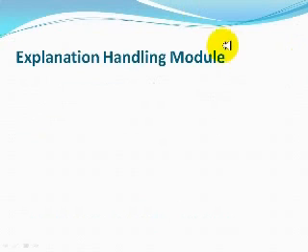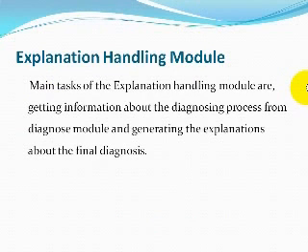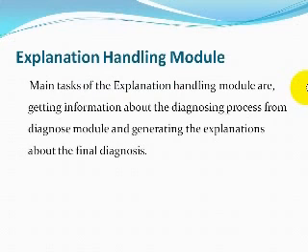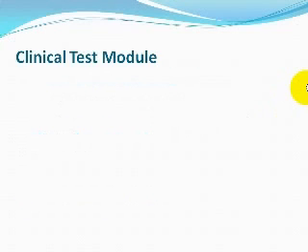The next important thing is the explanation handling module. The main task of the explanation handling module is getting information about the diagnosing process from the diagnosing module and generating the explanations about the final diagnosis. The one thing we have to keep in mind is that the system is able to provide explanations for its conclusions. So this is a feature of the traditional expert system. Like a human doctor, this expert system is also capable of providing the reasons for its conclusions.